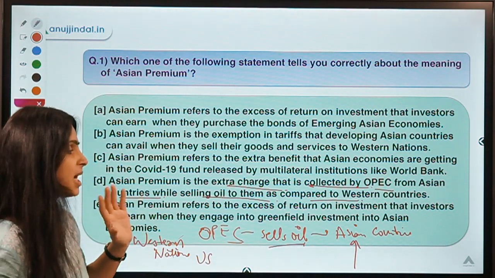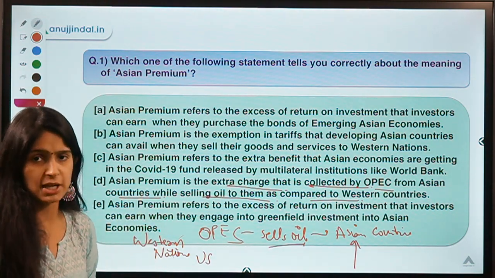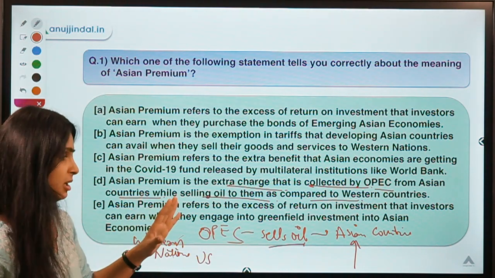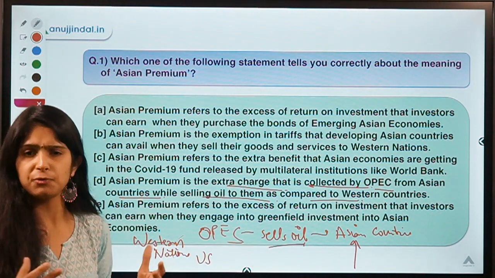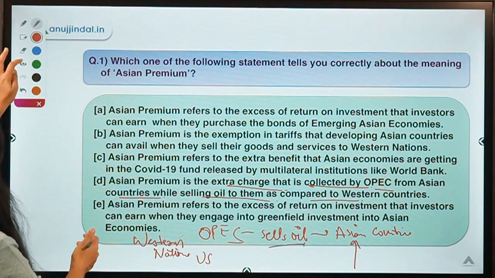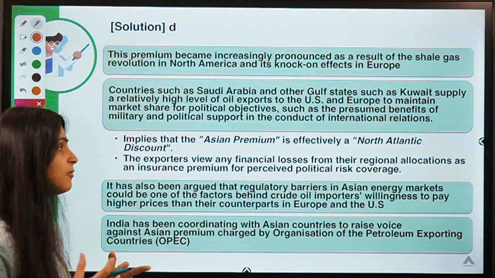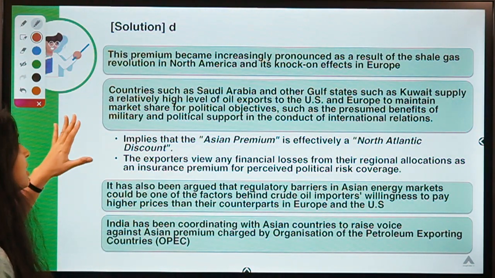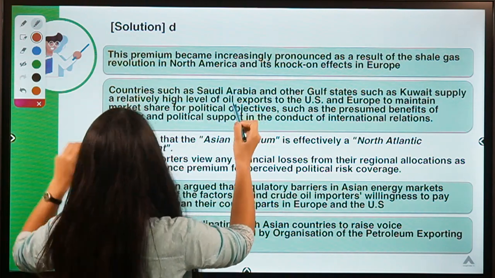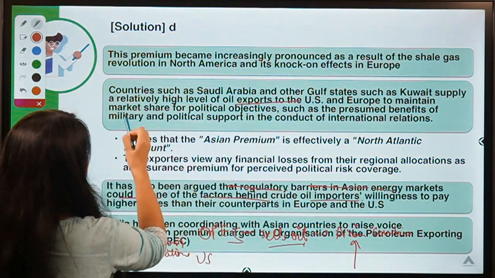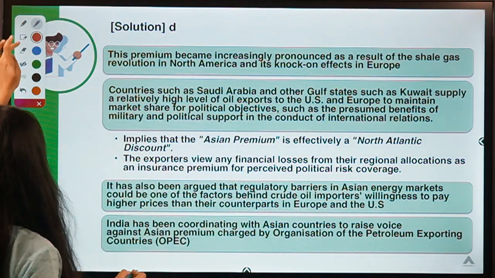Now we have to understand why this Asian premium exists, or why OPEC tries to charge a higher price from Asian nations. Because Asian countries like India and China are huge customers for OPEC as they buy a lot of oil. India imports a lot of oil. Now, for why the Asian premium exists: first of all, countries like Saudi, the Gulf states or Kuwait supply a high level of oil exports to US and European nations to maintain market share for political objectives. This is the keyword here, the political objectives.